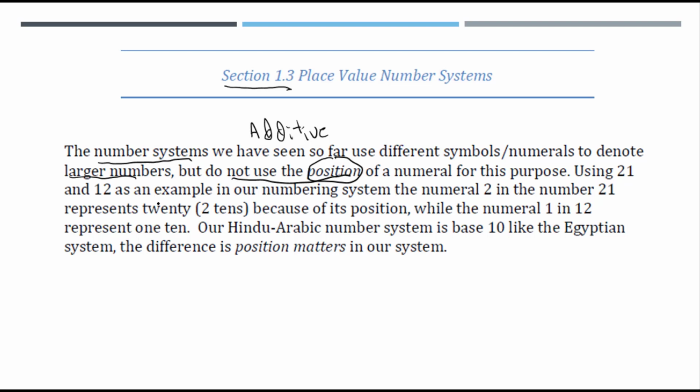Using 21 and 12 as an example, in our numbering system, the numeral 2 in the number 21 represents two tens because of its position, while the numeral 1 in 12 represents one ten. This is the Hindu-Arabic number system. It's base 10, just like the Egyptians, but position matters. So it's called a place value numbering system.